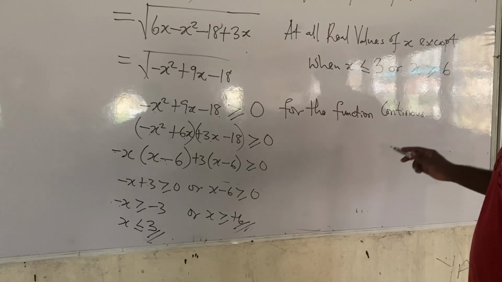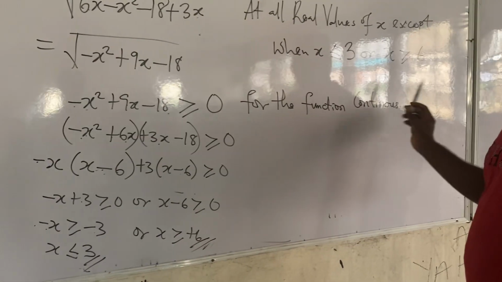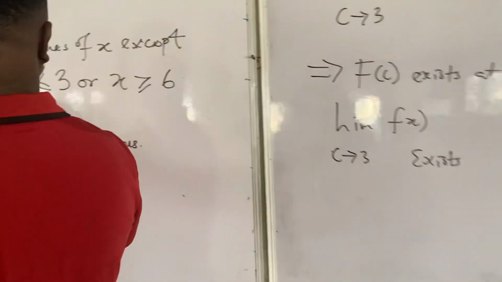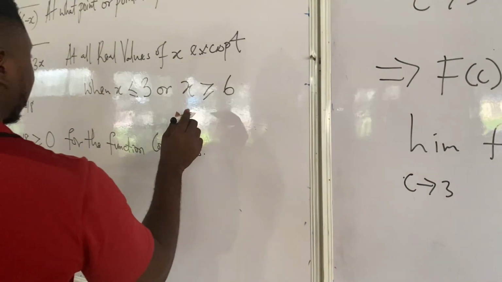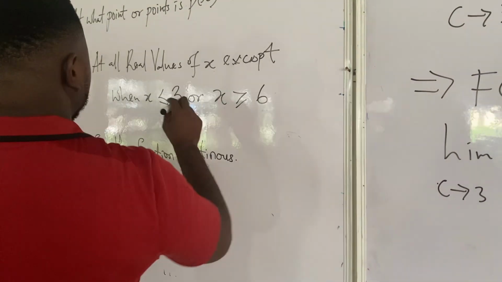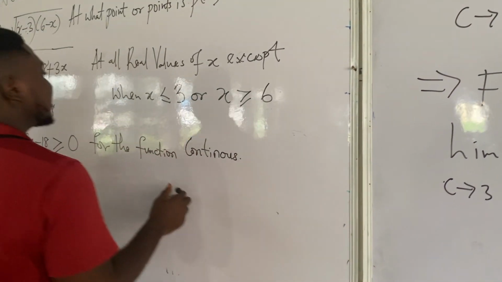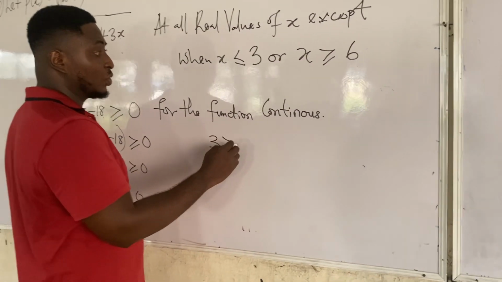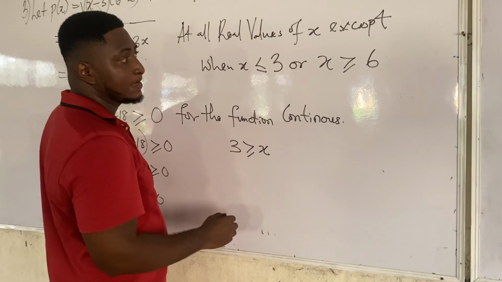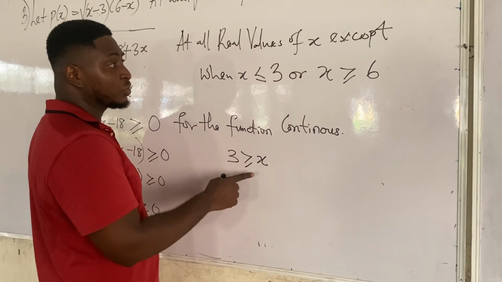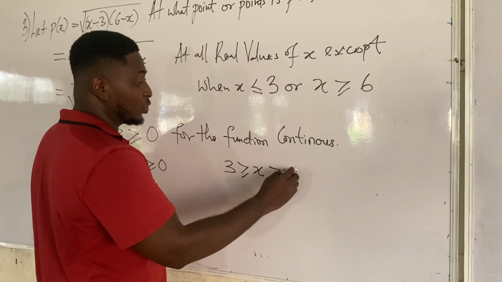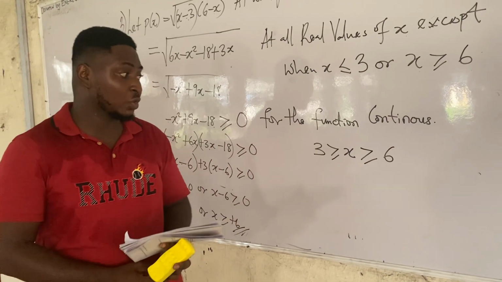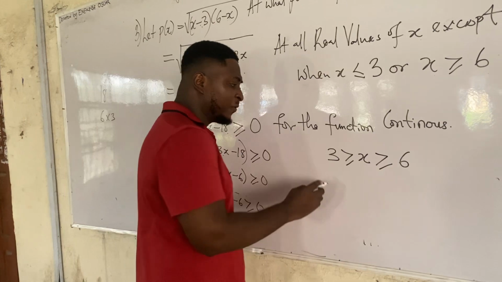Class, if x is less than or equal to 3 and greater than or equal to 6, can we write it in the form of an interval? How can we represent the form? x is less than or equal to 3, but greater than or equal to 6. Class, x is less than or equal to 3 means 3 is greater than or equal to x, but x is greater than or equal to 6. You can put it in the form of an interval.